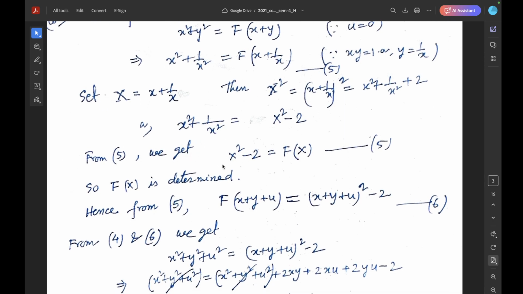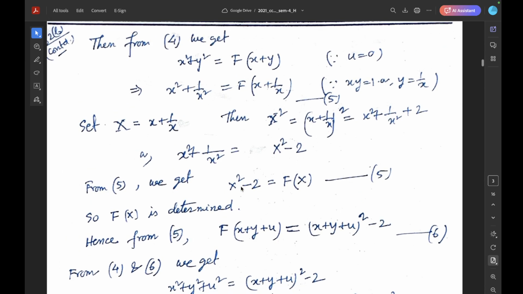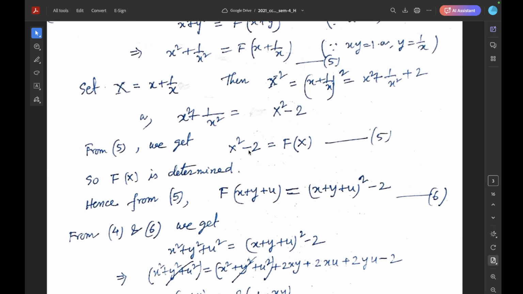And we get capital X square minus 2 equal to capital F of x, because this capital F of x plus 1 by x equal to x square plus 1 by x square. So we can write this x plus 1 by x equal to capital X. So put here capital X square minus 2 equal to f of capital X, equation 5. So capital F of x is determined, because capital F of x is of the form capital X square minus 2.